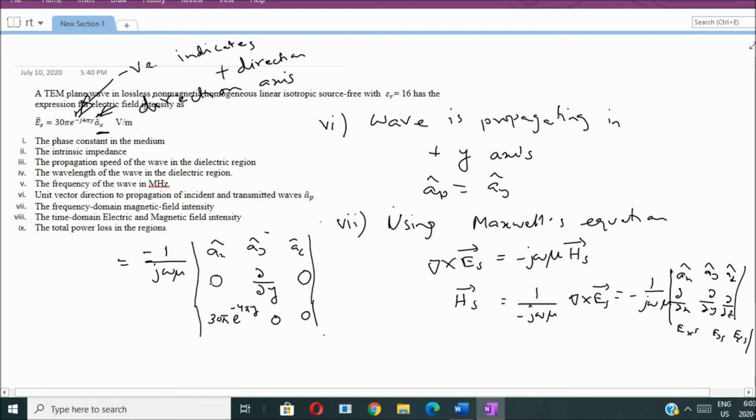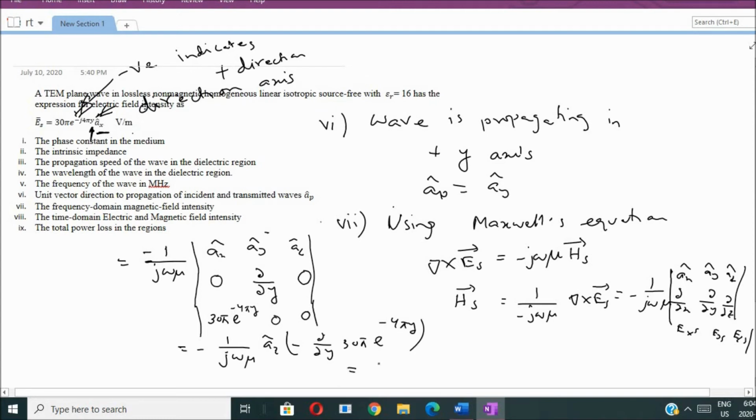And for the second row, you see the function only varies with Y, so you write only the partial derivative of Y. Now if I expand this, j omega mu, for ax it will be 0, for ay it will be 0, for az you will get minus partial y of 30 pi e to the power 4 pi y.